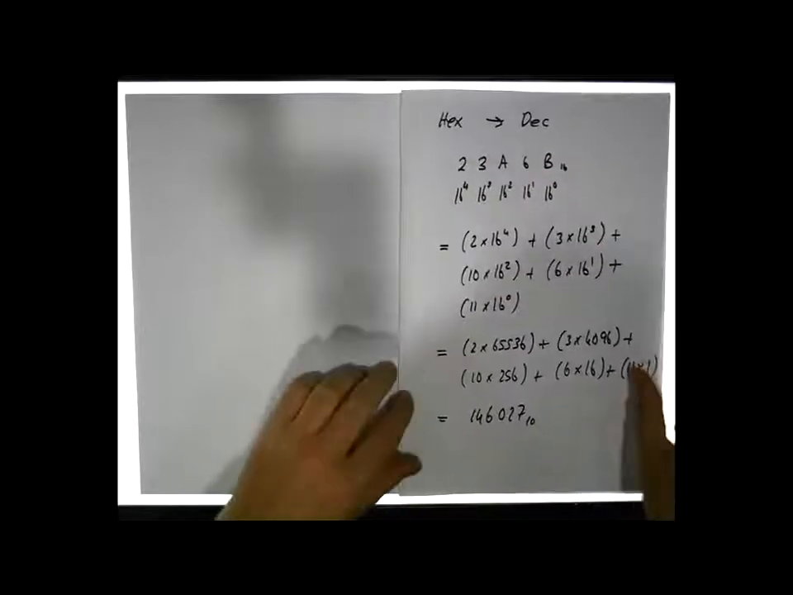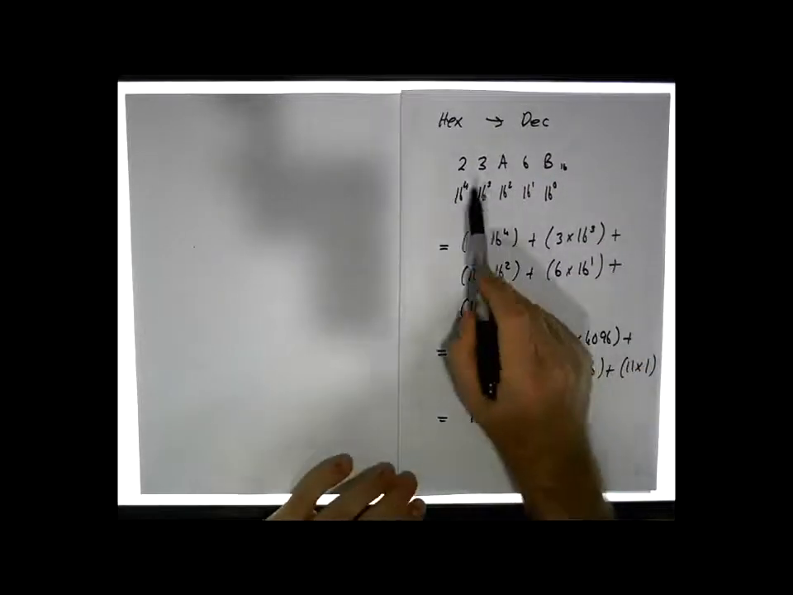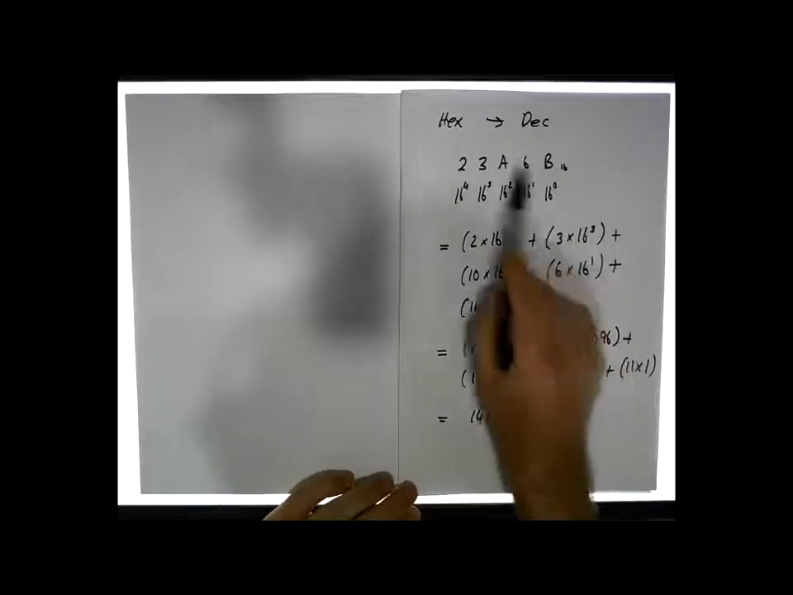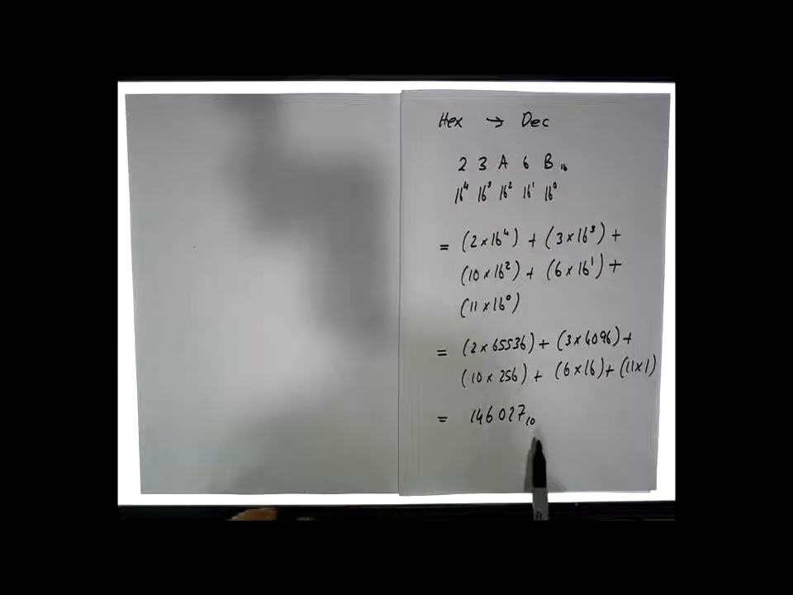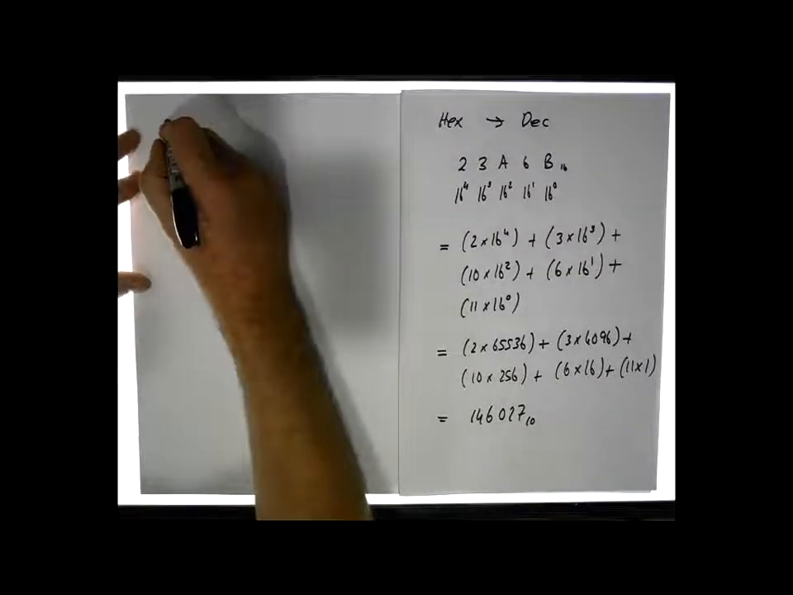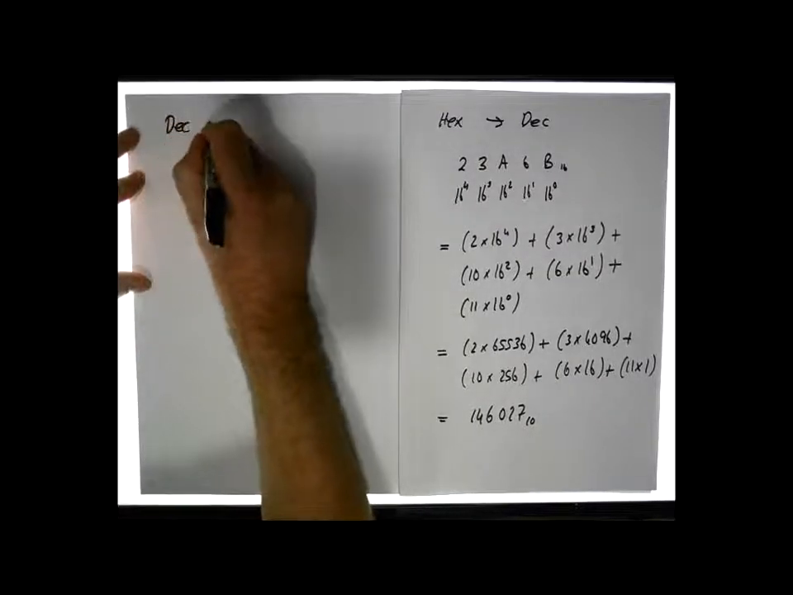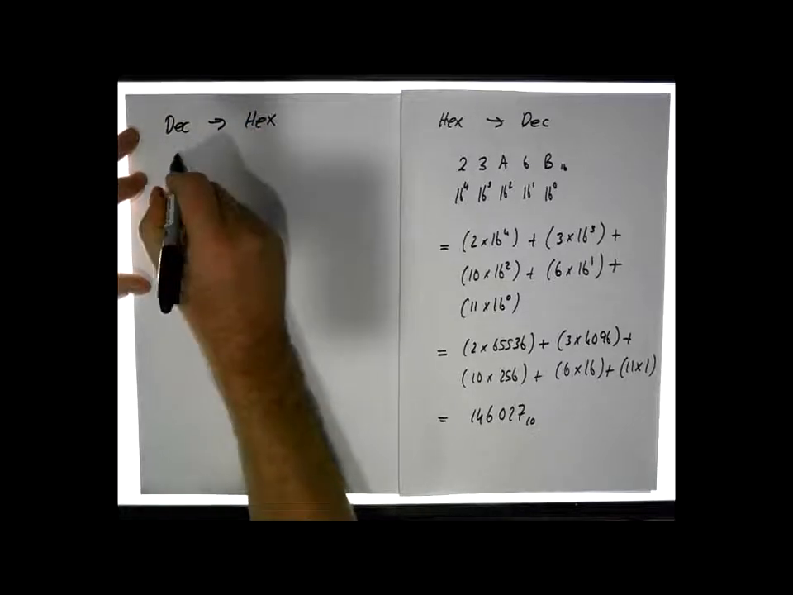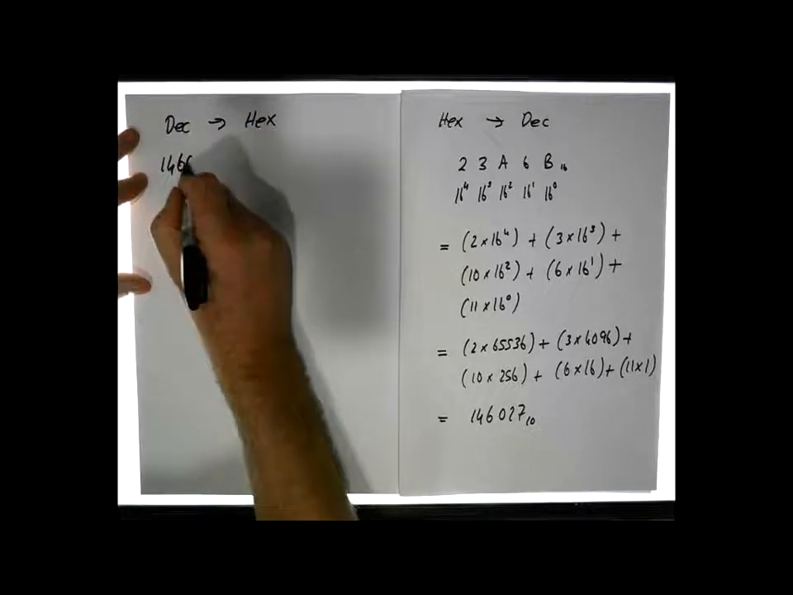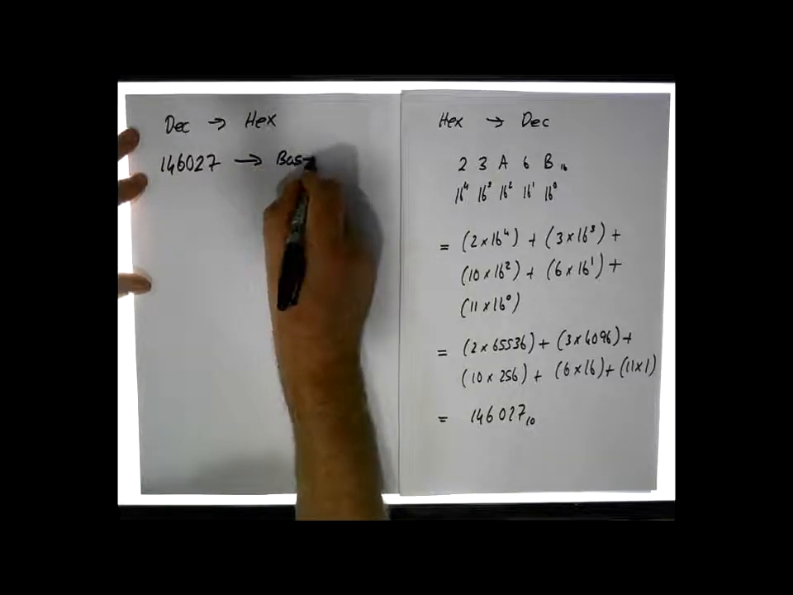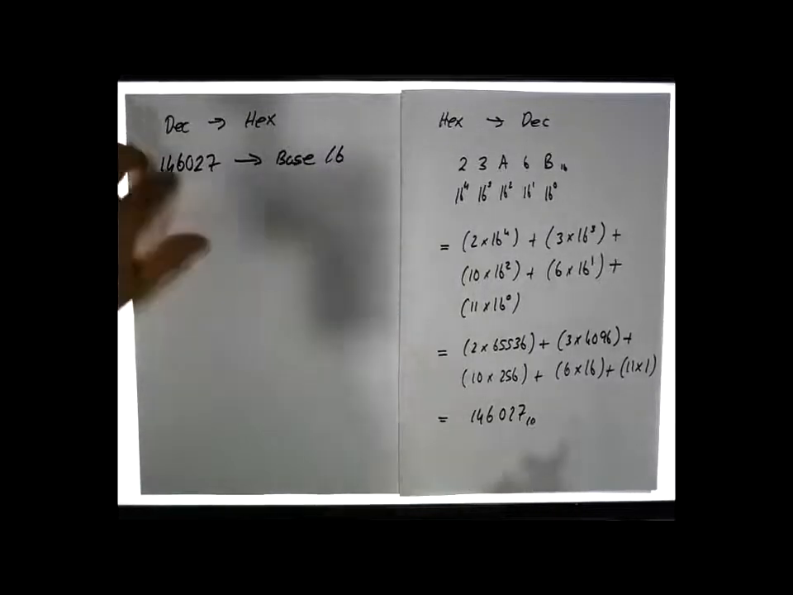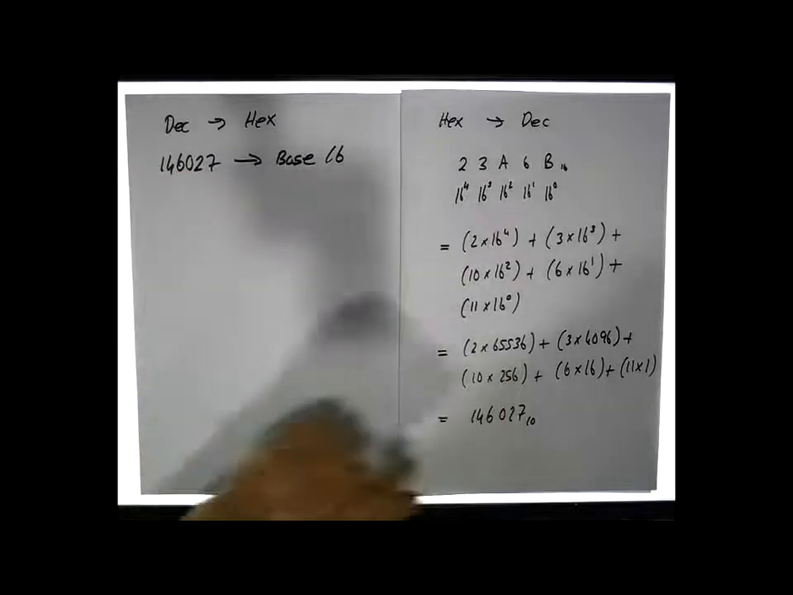I'll just move this out of the way here, and let's use the example that we had earlier. I went from 23A6B as my hex number into 146027 base 10. So I want to go from decimal to hex, and the number I want to convert is 146027. I want to convert that to base 16. And like everything else, whatever base you want to go into, we're going to keep dividing.